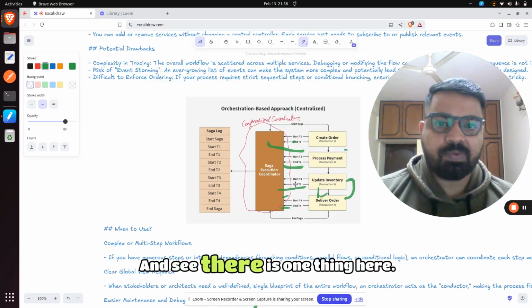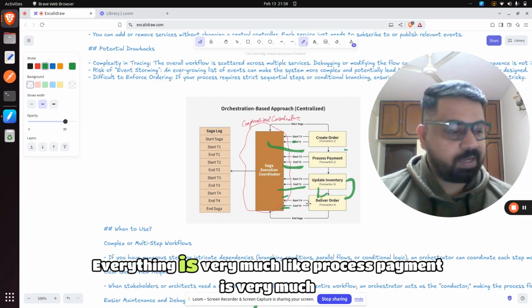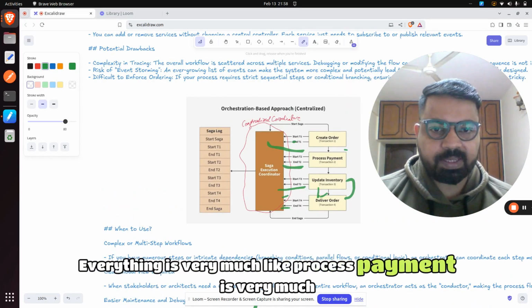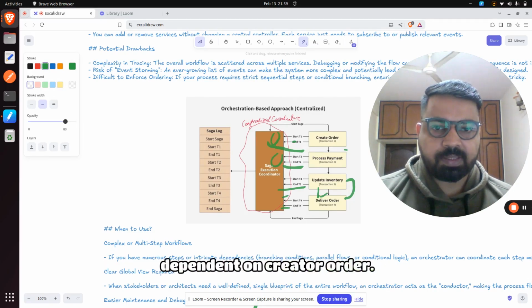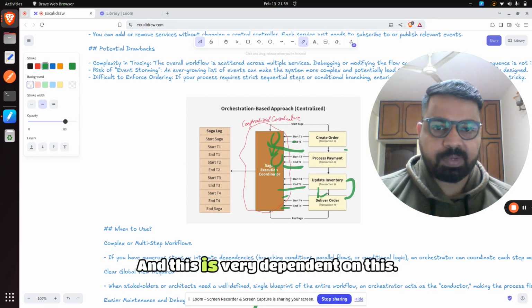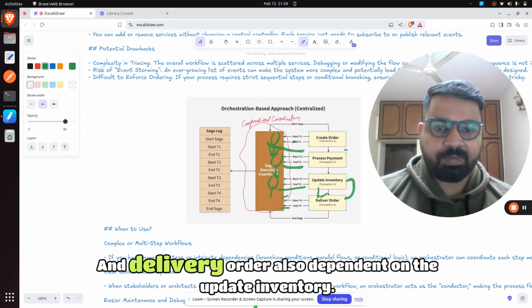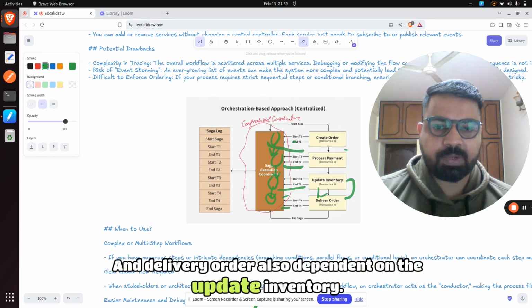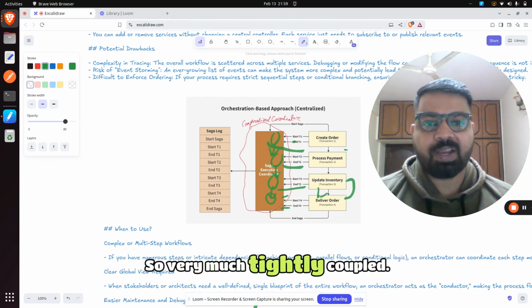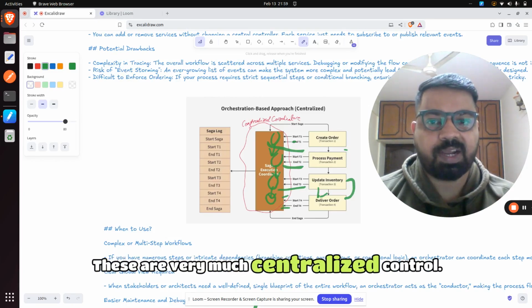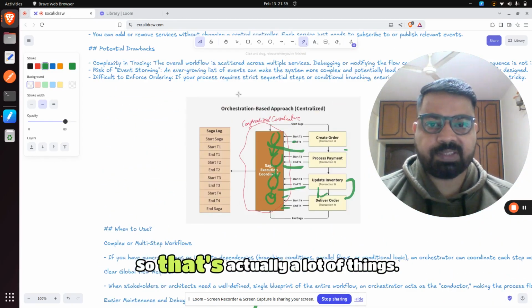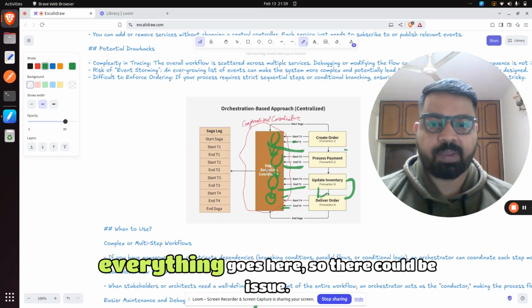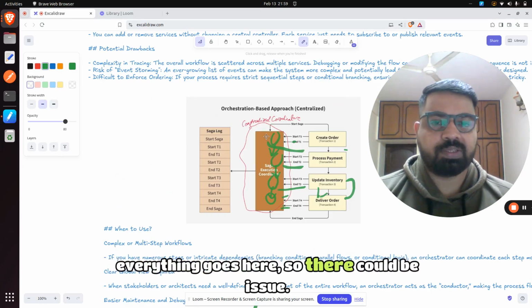You can see there is one thing here. Process payment is very much dependent on create order, right? It's very much dependent, and this is very dependent on this, right? And the deliver order is also dependent on the update inventory, right? So it's very much tightly coupled. These are very much centralized control and single points of coordination, right? So that's actually a lot of things. If everything goes wrong here, there could be an issue.